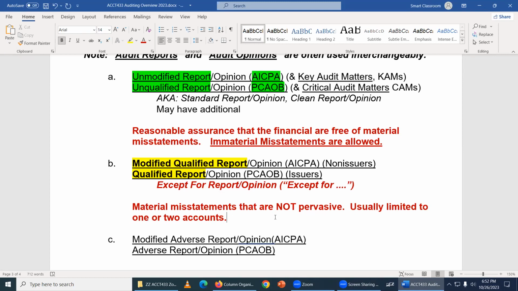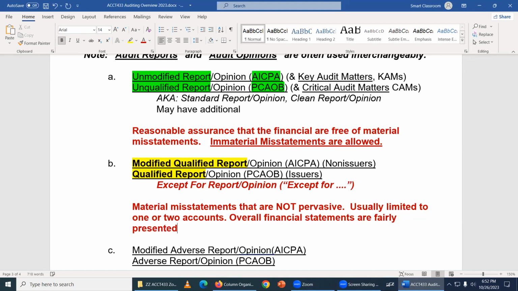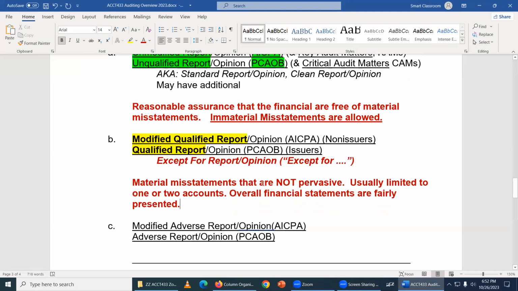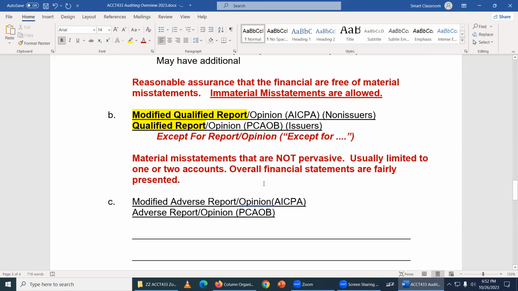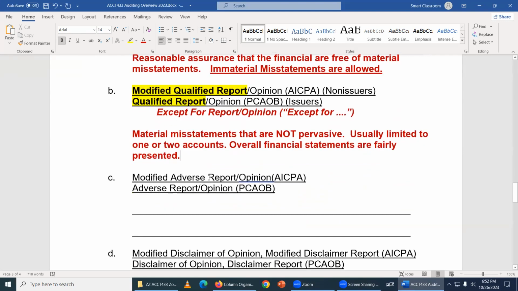So a modified qualified report, or a qualified report, is an except for. They say everything is okay except for this, that overall the financial statements are fairly presented. So that is a modification according to the AICPA, or just a qualified report. It says everything's okay except for, and then they give the qualification: except for this one account is bad, whatever. Okay, C.